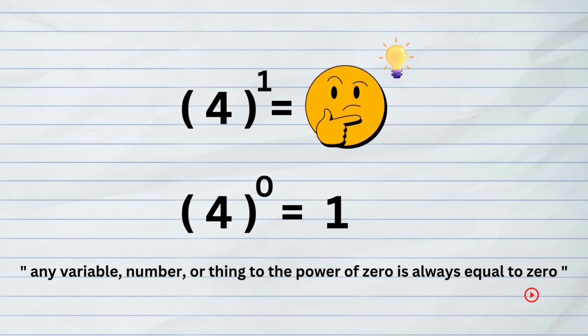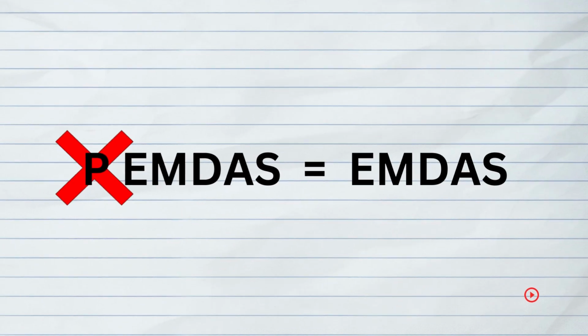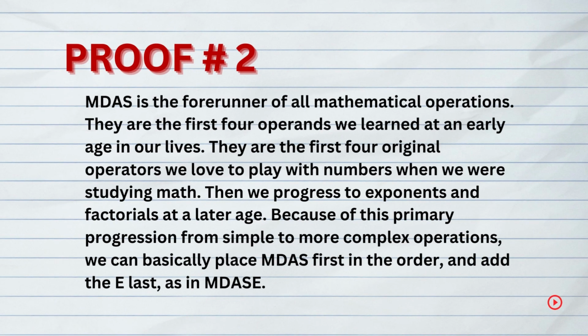Thus, PEMDAS can now be rearranged logically as EMDAS, but of course, EMDAS is still wrong, as you will see later. Proof number 2. MDAS is the forerunner of all mathematical operations. They are the first 4 operands we learned at an early age in our lives. They are the first 4 original operators we loved to play with numbers when we were studying math.